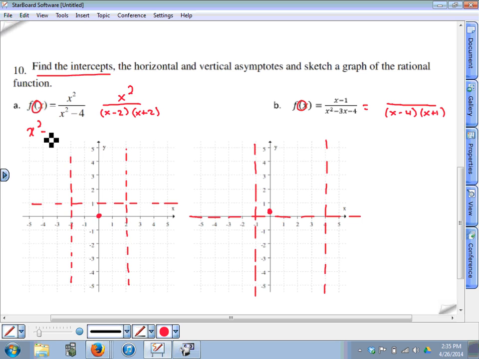So in this one, you have to consider when does x squared equal 0, and in this one, when does x minus 1 equal 0. That's going to tell you where the x-intercepts are. In this case, x squared equals 0 when x is equal to 0, which is where the y-intercept is. x minus 1 is going to equal 0 when x equals 1. So x equals 1 is the x-intercept of part B.